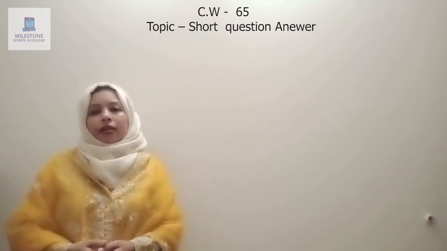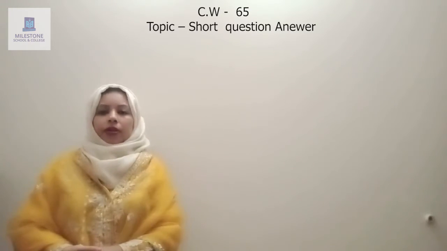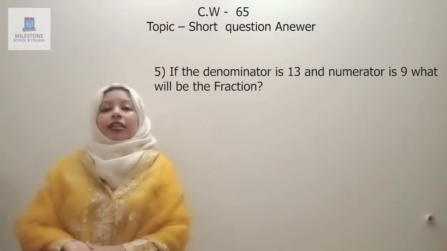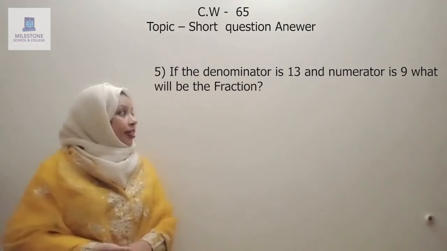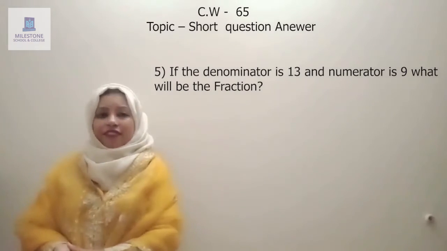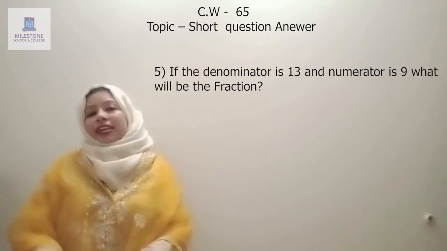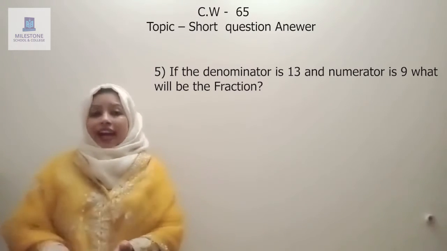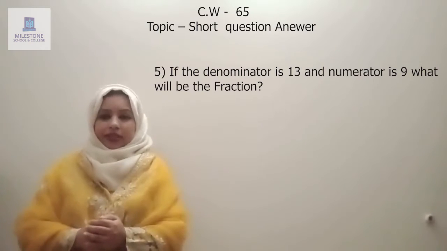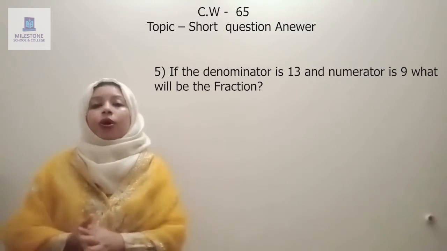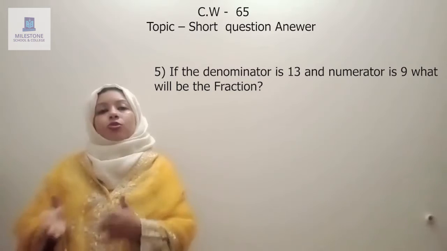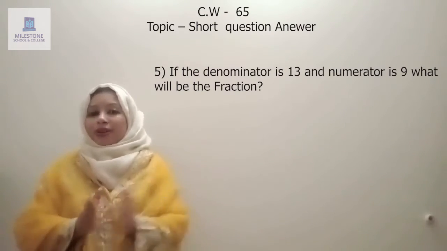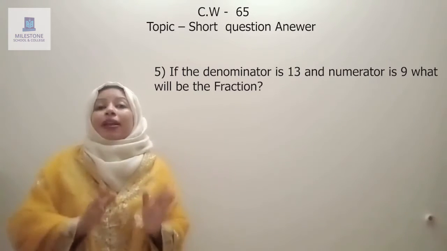Now question number 5 for you. The question is, if the denominator is 13 and the numerator is 9, what will be the fraction? It is very easy. They have mentioned here the denominator is 13 and the numerator is 9. So how can we place these numbers? I know that the numerator number we always put above the fraction bar. And the denominator number we always place below the fraction bar.